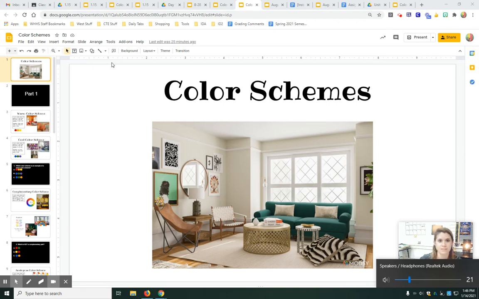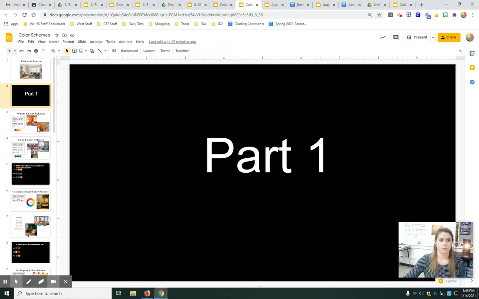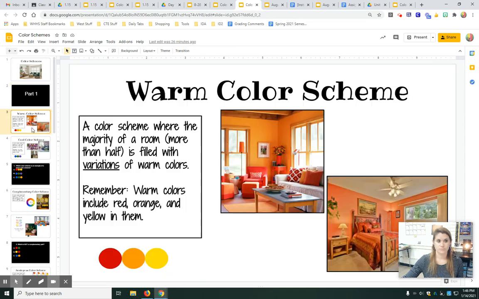So that's not in this presentation, but that's considered a neutral color scheme. So think about what you're wearing today, and that is your color scheme. You might also hear these referred to as color harmonies. So remember to write these notes and do the activity that goes with it. Questions are embedded.